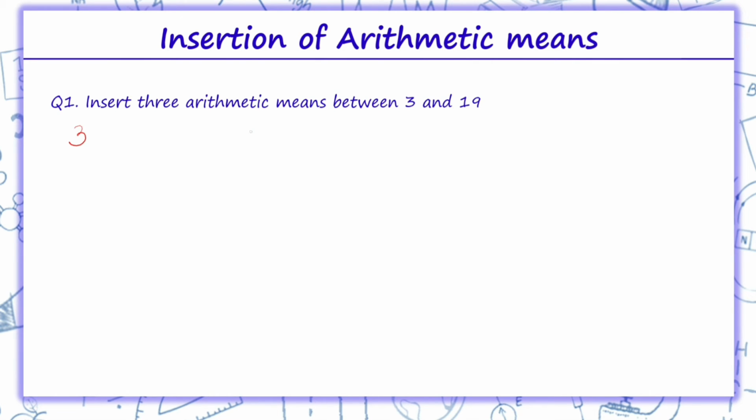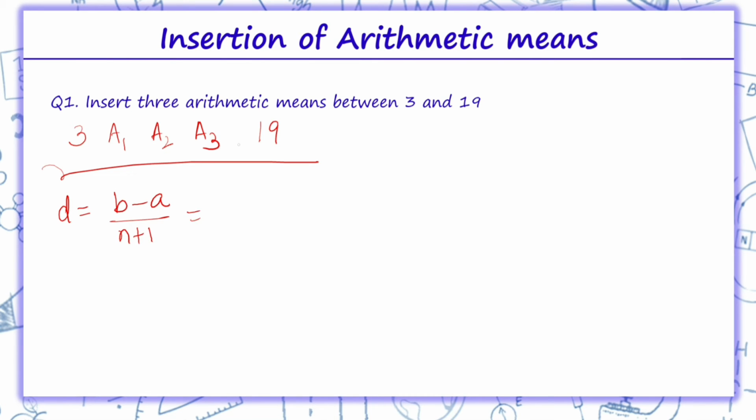Now over here we are provided with the two numbers which are 3 and 19. We have to insert three arithmetic means a1, a2, a3. As I told you, first of all we will find d. The formula for d is (b minus a) upon (n plus 1). b is 19 minus 3. n is how many arithmetic means we have to introduce over here, which is 3. 3 plus 1, which will be 16 by 4, that is 4.